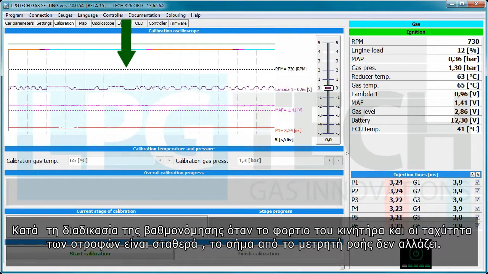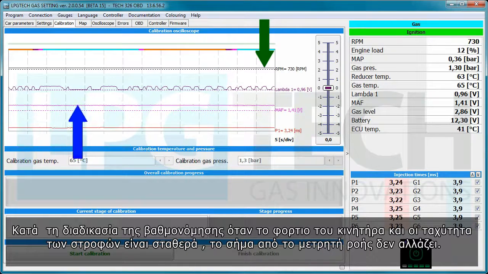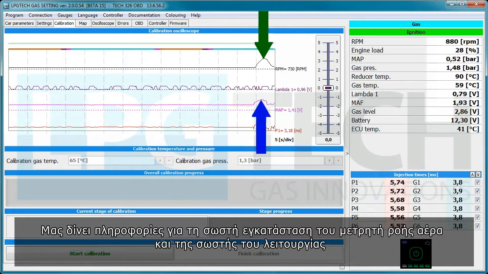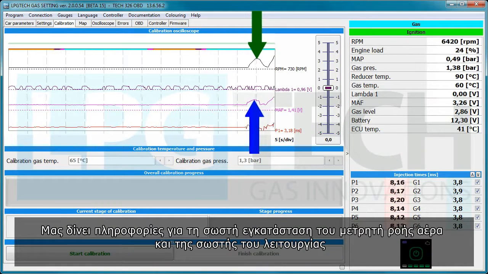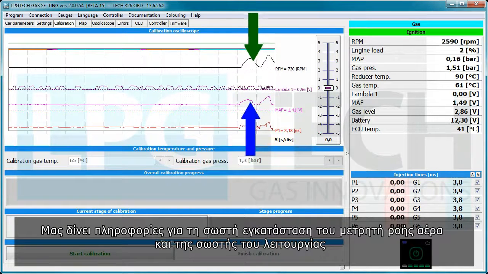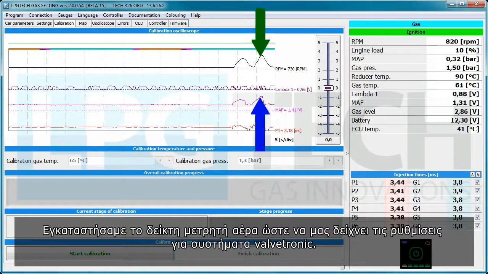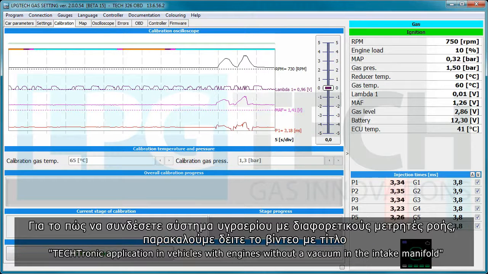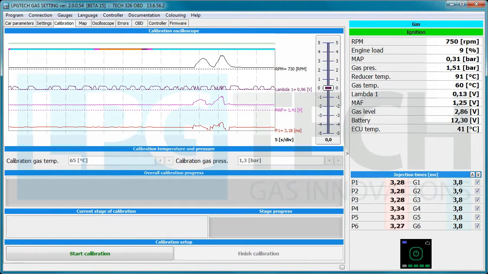During the process of calibration, where rotational speed and engine load are stable, the signal from the flow meter is not changing. We will check what will occur if we increase rotational speed. We see that the airflow meter increases with rotational speed. It gives us information about the correct installation of the flow meter and its proper operation. We installed the airflow meter in order to show settings for the Valvetronic system. How to connect an autogas system with different types of flow meters, please watch the application video for vehicles with engines without a vacuum in the intake manifold.